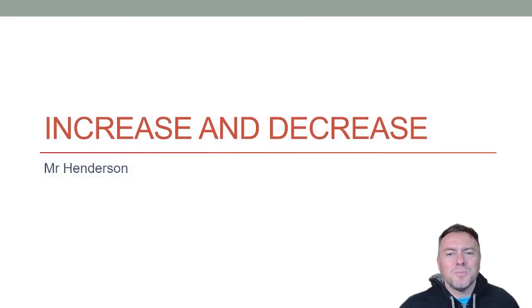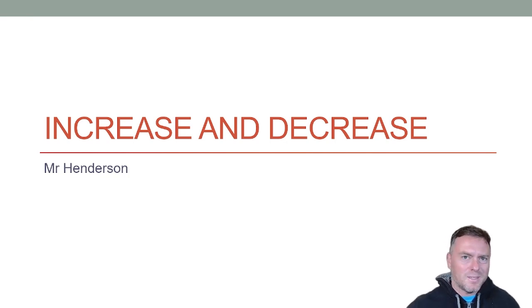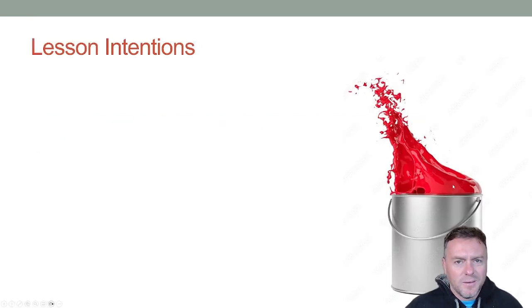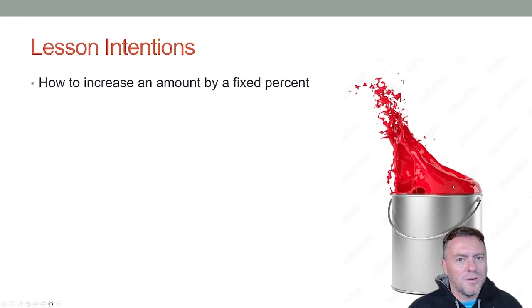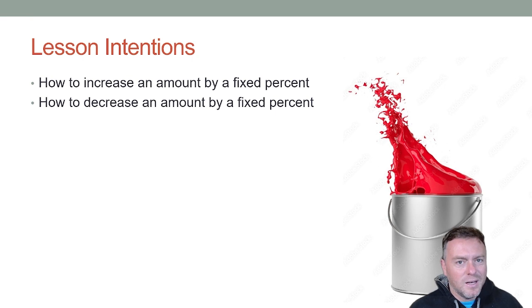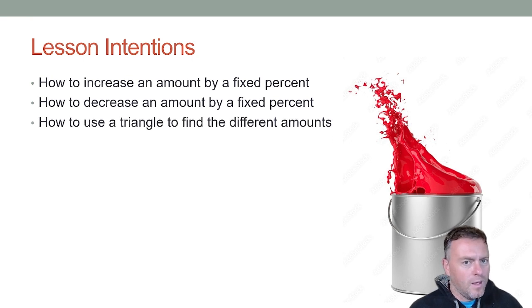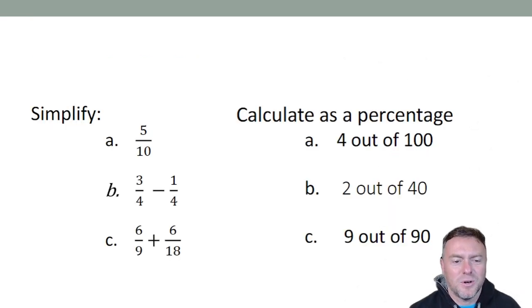Now, this is super important when we're trying to work out the cost price and then the sales price, because we can either increase or we can decrease by a certain percentage amount. And there's a little trick that I'm going to show you here, which will hopefully make the whole process a bit easier for you. So to start the lesson intention, we're going to look at increasing an amount by a fixed percent. We're then going to decrease an amount by a fixed percent. And then we're going to use a triangle, which will help us work out these different amounts, which is a nice little hack, which hopefully will help you.